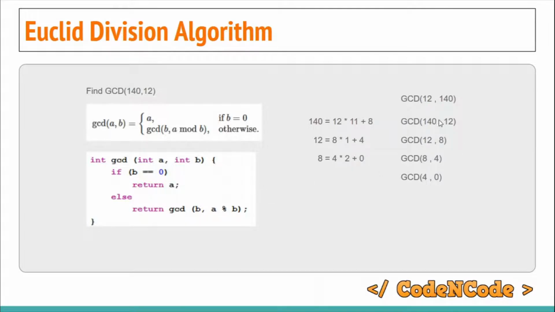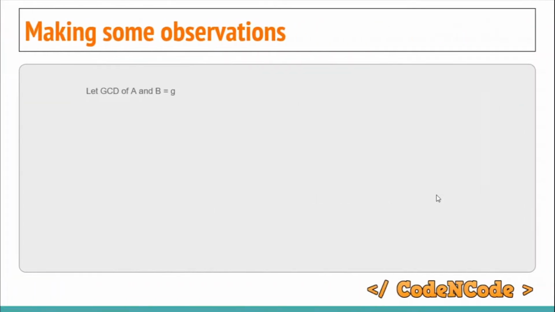And each time what we are doing, we are simply checking if B is 0. If not, then we are passing B as the first argument and the remainder as the second argument. That is what we are doing. But now, this was just an example. Let's take a more formal way to see why this works.